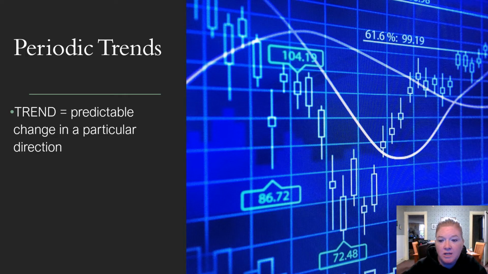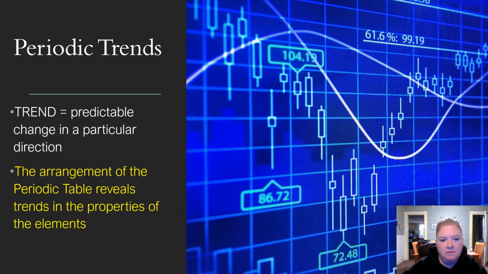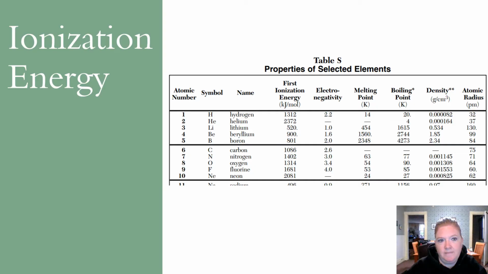So, periodic trends. Well, a trend, you should know, is a predictable change in a particular direction. So it tends to increase, tends to decrease, or tends to stay the same. And the arrangement of the periodic table reveals trends in the properties of these elements. We're going to talk about a few of these trends. The first one is ionization energy.